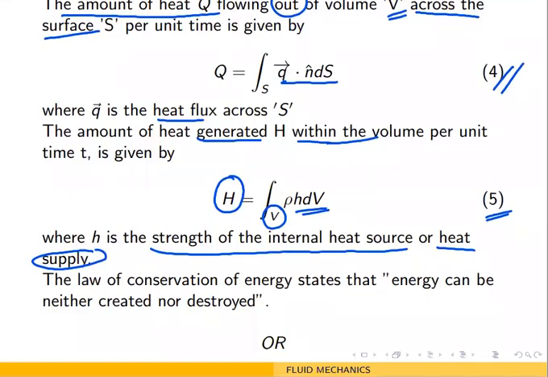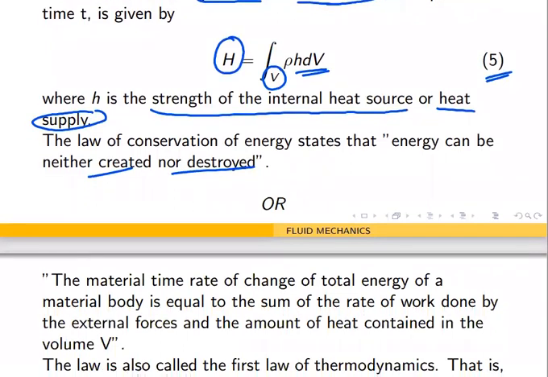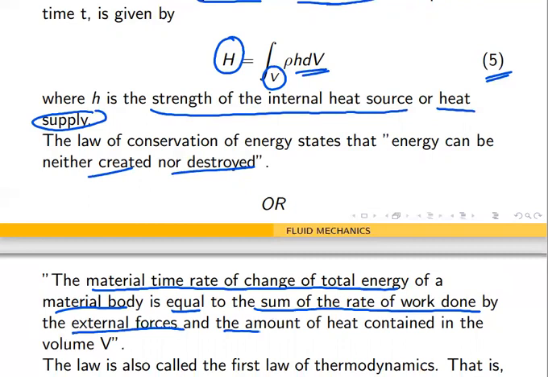And the law of conservation of energy states that energy can neither be created nor be destroyed. In other words, the material time rate of change of total energy of a material body is equal to the sum of the rate of work done by the external forces and the amount of heat contained within the volume V. This law is also called the first law of thermodynamics.